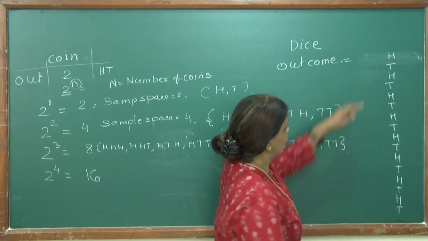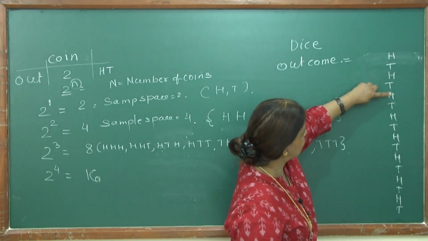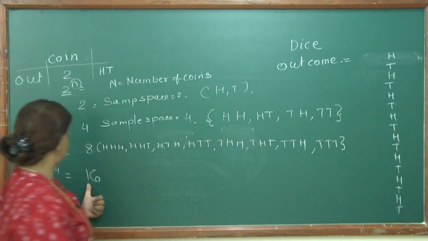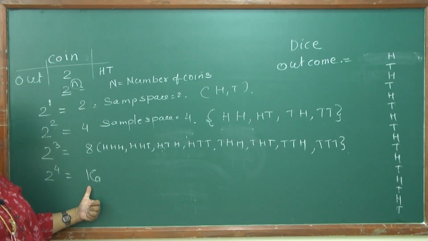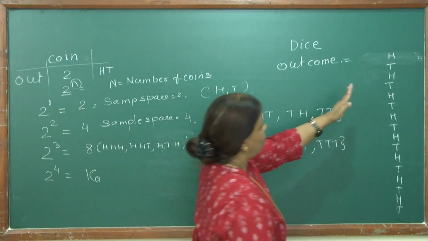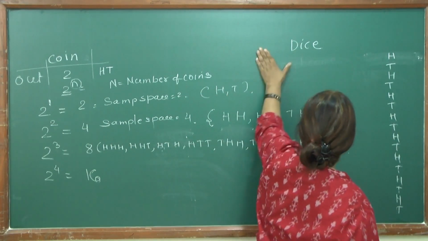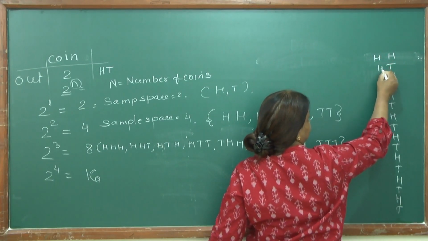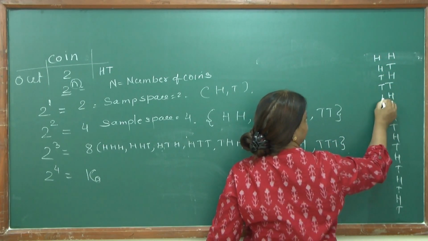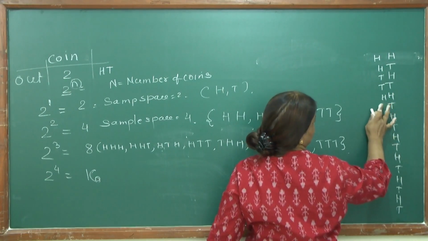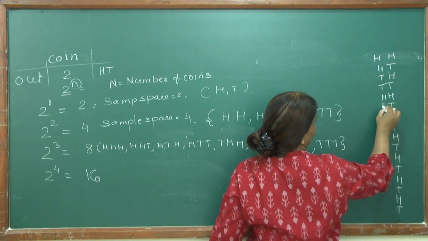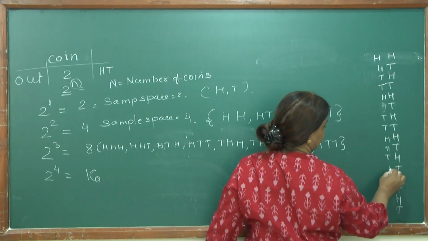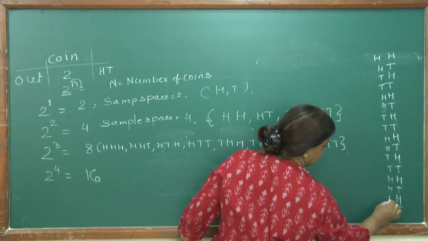Okay. See, began with H, H T H T H T H T H T, 16 sample space. Because you want 16, 4 coins are tossed. Now it is one time you want here. 1 2s are 2. Now 2 time head, 2 time tail, 2 time head, 2 time tail, 2 time head, tail, head, tail, head, tail.